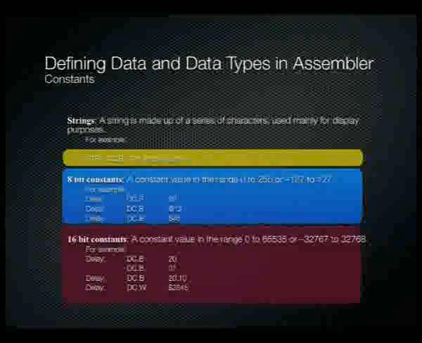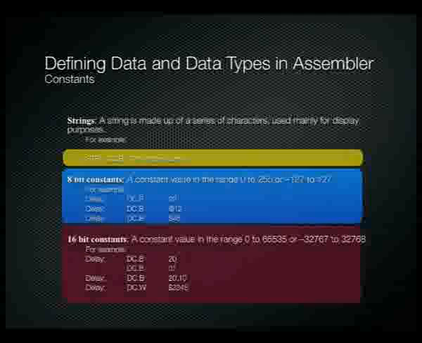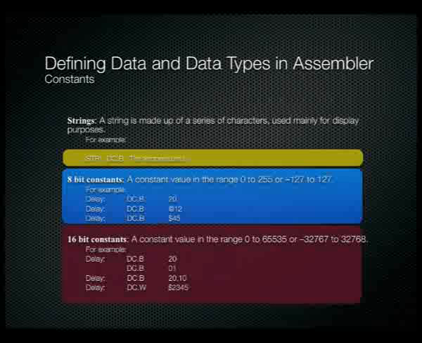So to give you an example of defining some constants, I've given here a string. You can define a string simply by using a dc.b command and putting the string that you want to define inside inverted commas. By putting them in inverted commas, the assembler will do all the hard work for you of translating them into their ASCII character equivalents.